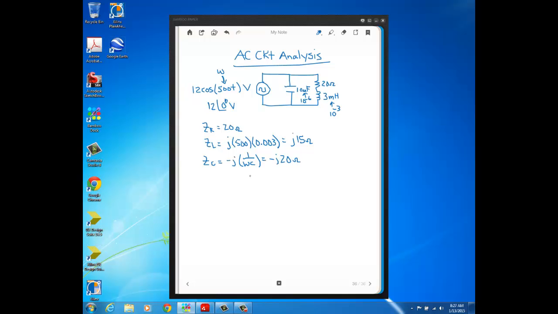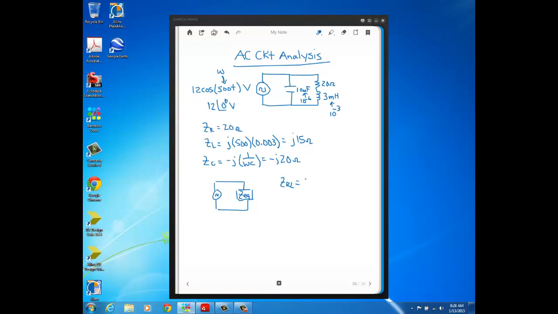So the next thing I'm going to do in this circuit is reduce it down to just the source along with a single ZEQ. Just like in DC circuits where we reduced all resistors down to an REQ from the perspective of the source, here we're going to get the ZEQ from the perspective of the source. So we start away from the source, and I'm going to start with these two here, and I'll label it ZRL.